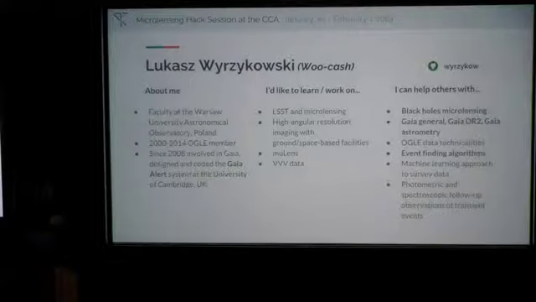I've used some of PyLIMA, but not the rest. And then I'd like to learn about VVV data and also other public large data sets in order to do microlensing searches with machine learning and other approaches. Thank you.